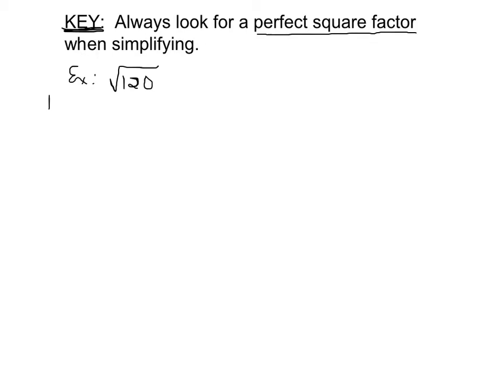So the first one that I always consider is the first perfect square I have, which is 4. Does 4 divide 120? Well, actually in this case it does. So I can rewrite this again using the product rule in reverse. This becomes the square root of 4 times the square root of 30. So when I simplify that, the square root of 4 is 2, and the square root of 30 I'm going to leave as the square root of 30.